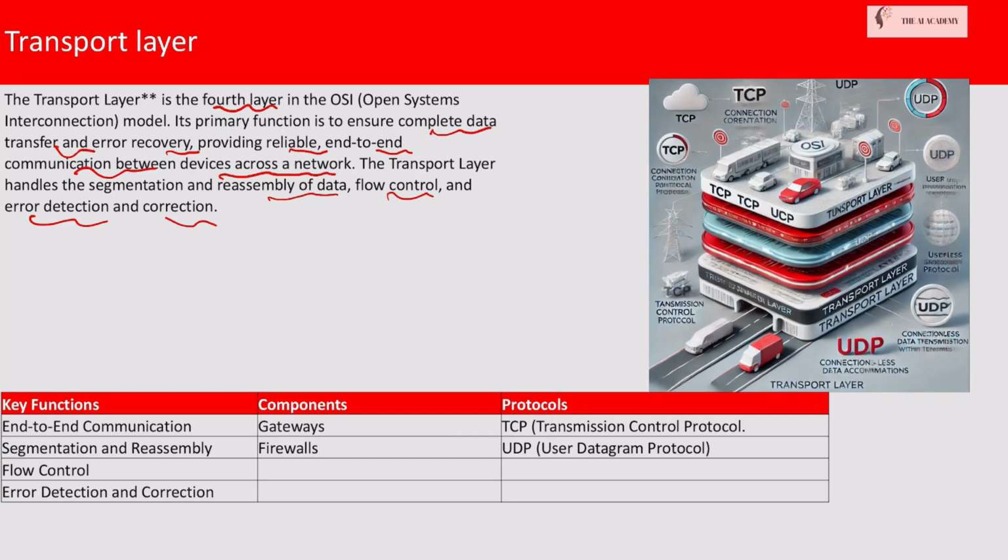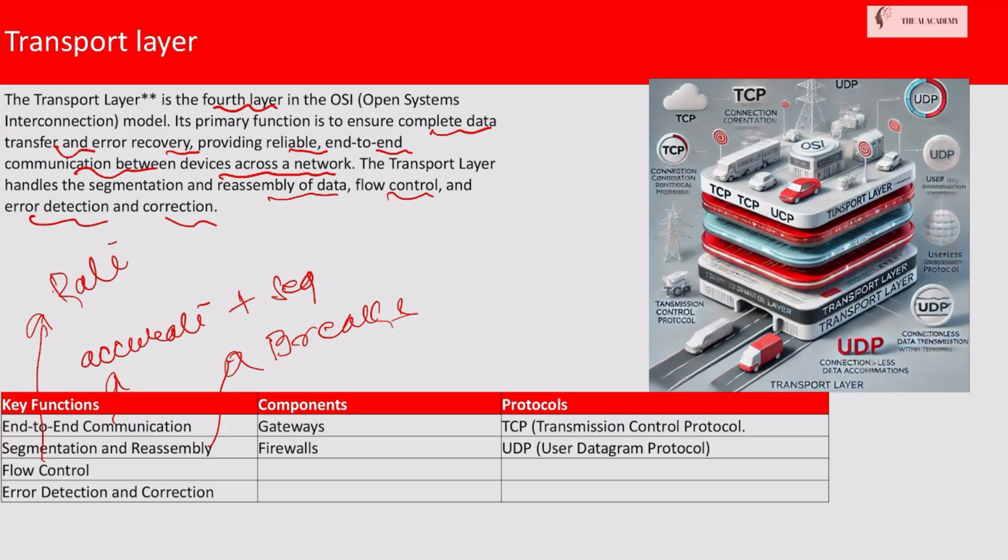The key functions of the transport layer are: the transport layer provides end-to-end communication control, ensuring that data is delivered accurately and in the correct sequence from the source to the destination. This layer breaks down large data streams into smaller segments for easier transmission and then reassembles them at the destination. It also manages the rate of data transmission between devices to prevent congestion and ensure efficient communication. And the transport layer detects errors in transmitted data and implements mechanisms to recover lost or corrupted data.